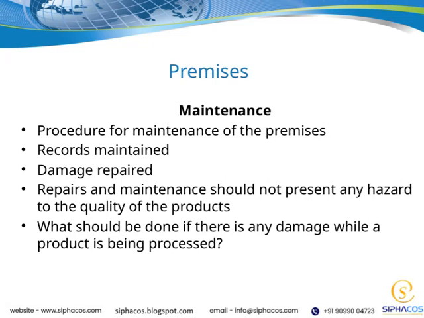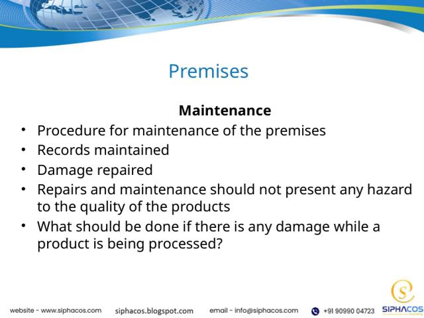Let's talk about maintenance now. It's important to have a clear procedure for maintaining the premises. This means regularly checking and caring for the facilities to ensure everything is in good working order. Keeping accurate records of maintenance activities is crucial, as it helps us track what has been done and plan future upkeep.